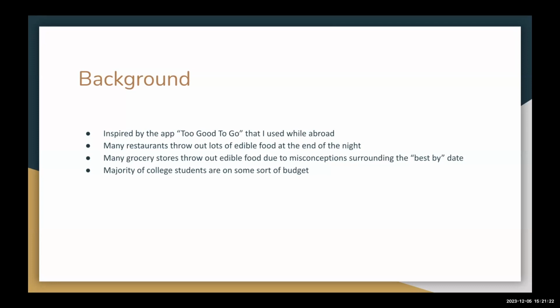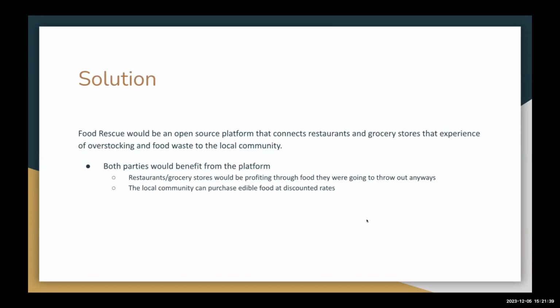And then yeah, the fact that this is a college campus, I think it would be a really good opportunity to still sell this food at discounted rates, since so many college students are definitely on a budget when it comes to groceries. So basically the platform would be an open source platform that connects restaurants and grocery stores that experience overstocking and food waste to the local community. Both parties would benefit because the restaurants and grocery stores would be profiting from the food they were going to throw out anyways, and the local community can purchase this food at very discounted rates.